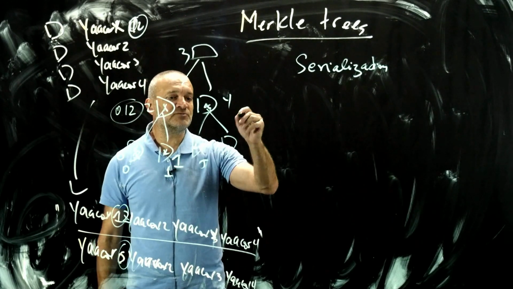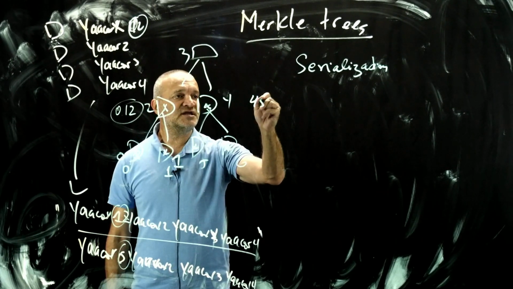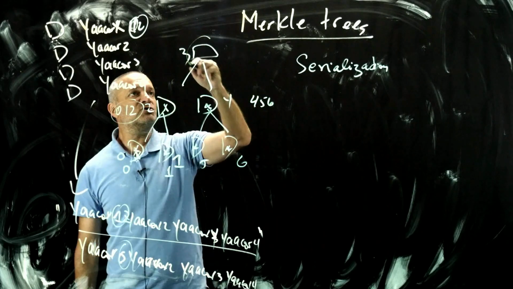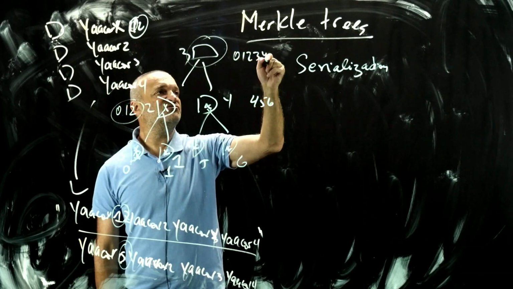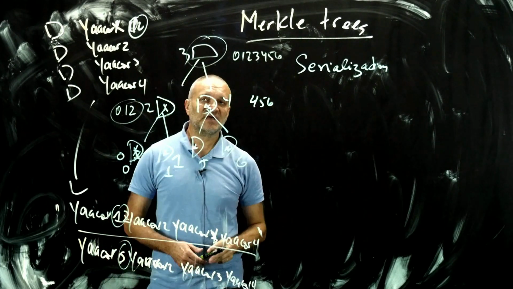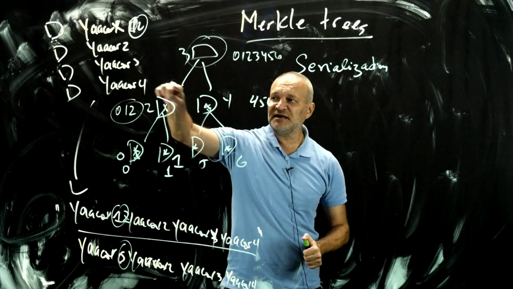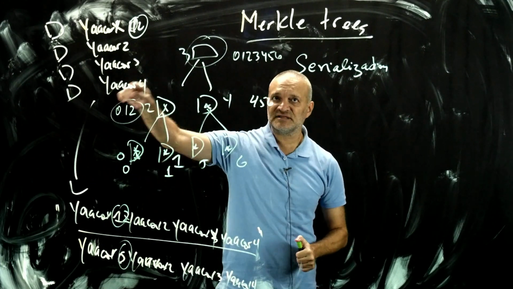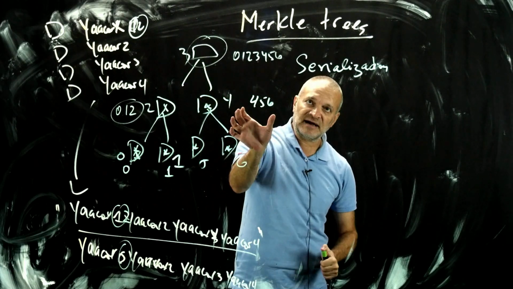What about this part? Here you are going to have 5, 6, and here 4. So the serialization will be 4, 5, 6. And when you go up here, it is going to be 0, 1, 2, 3, 4, 5, 6, for example. So the serialization on the left-hand side comes first, then comes the node, and then comes the serialization in the right-hand side.